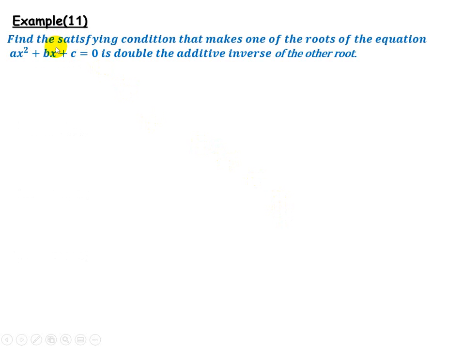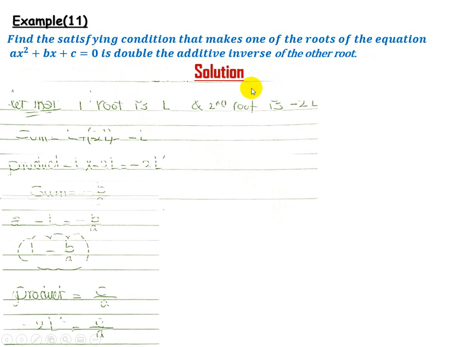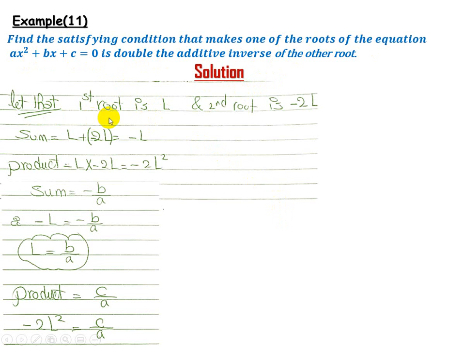Exercise number 11. Find the condition that makes one of the roots of the equation ax squared plus bx plus c equals 0 double the additive inverse of the other root. So here, if we let the first root be L, the second root will be negative 2L, as he said, double the additive inverse of the other root. Their sum L plus negative 2L will be negative L, and their product L times negative 2L will be negative 2L squared. Sum from the rule is negative b over a, so negative b over a equals negative L, crossing negative together, so L equals b over a.